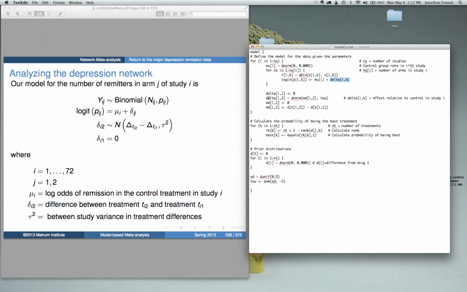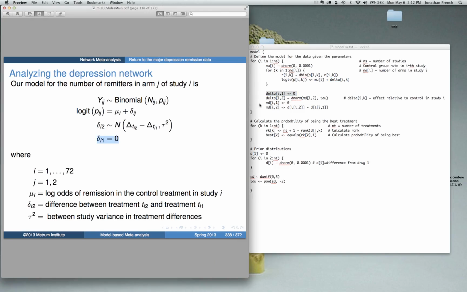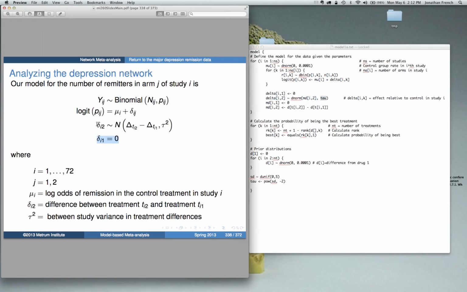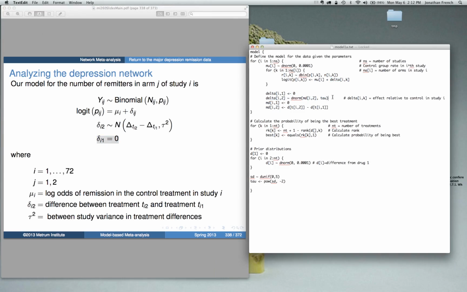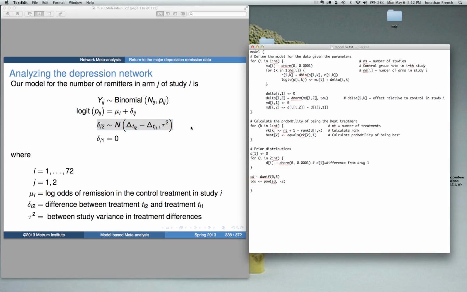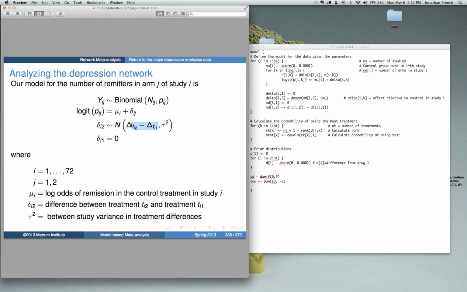And by definition, delta I1 is 0, just as it was over here. And delta I2 follows a normal distribution with mean MD in study I and reference 2, and in this case, this is a precision tau. So that's just this one line of code here. This one line of code here is the BUGS representation for this line of code here. And so the only tricky thing to figure out really is how do we represent in WinBUGS this piece, the difference of the deltas.